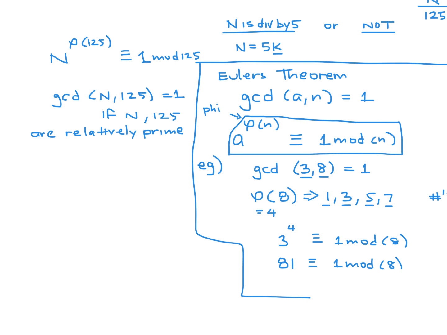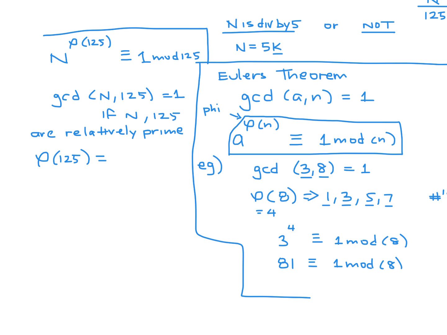And if n is not a multiple of 5, because we already did the multiple of 5 case, and we want to know if it's not a multiple of 5, what happens? Okay, let's see. So if we have phi of 125, I have to find positive numbers less than 125 that are relatively prime. So it'll basically be anything that is not a multiple of 5.